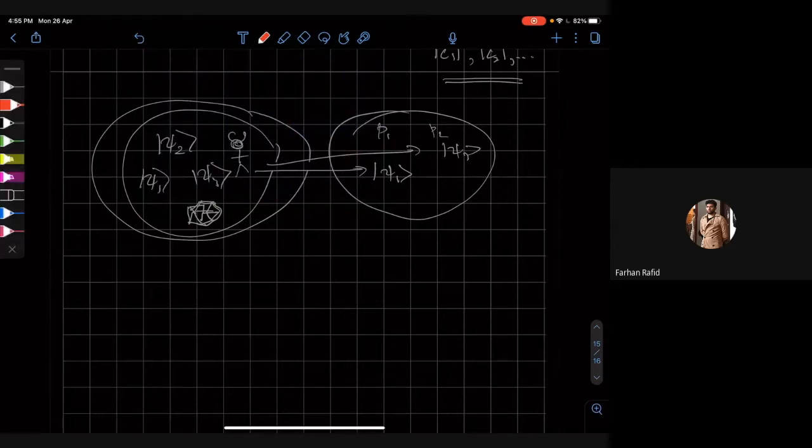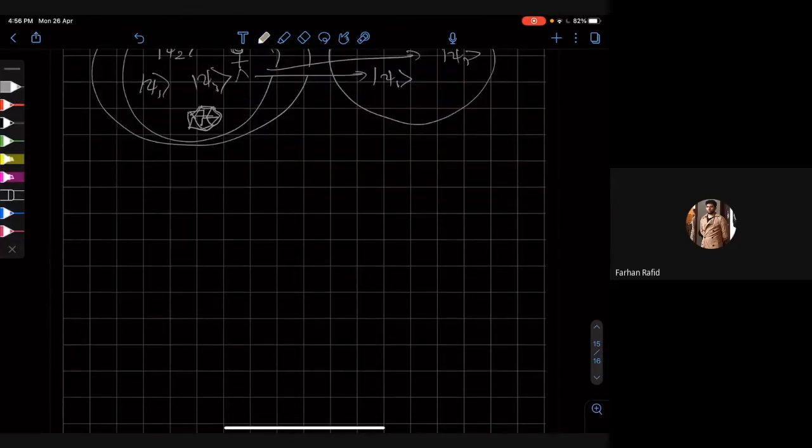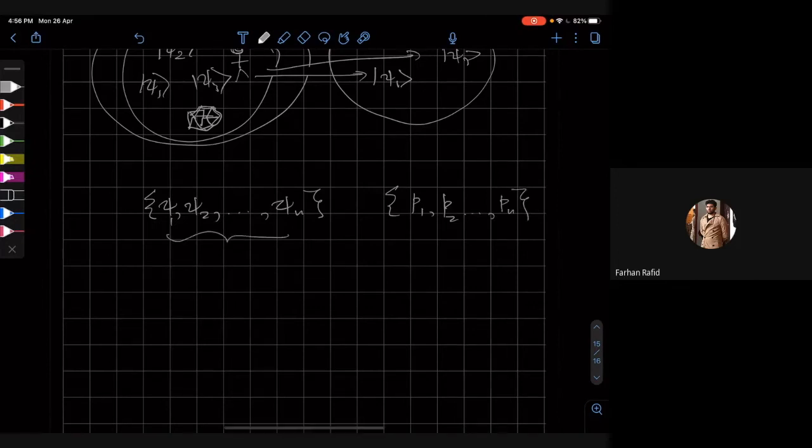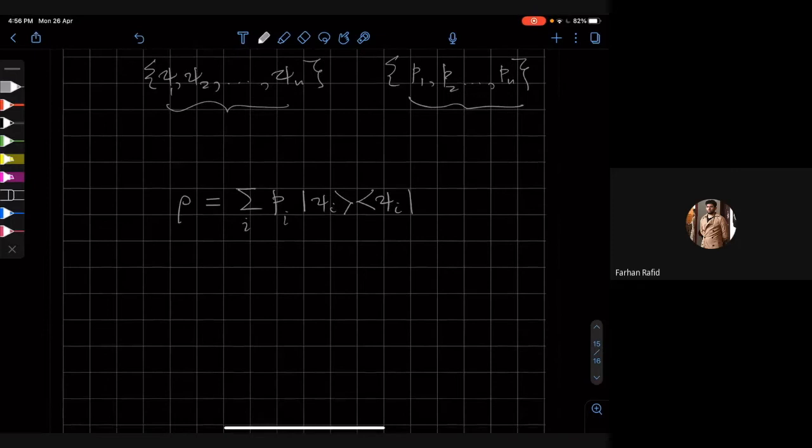Suppose we have a collection of states, psi1, psi2, up to psi n, each with probabilities P1, P2, up to Pn. These are the probabilities of these states getting chosen. Then the state of the system is described by a matrix which is the sum of Pi, the probabilities, times the ket times the bra. Okay, so this is a matrix. You might ask, how is this a matrix? Let's take an example.